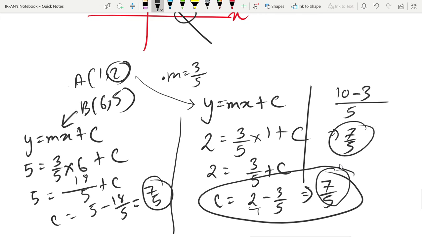See, these both are the same. So whatever coordinate you use, you are always going to get the same number. So don't be confused. Or 7 by 5 you can also write as 1.4. Okay, now we have got our gradient and our y-intercept.